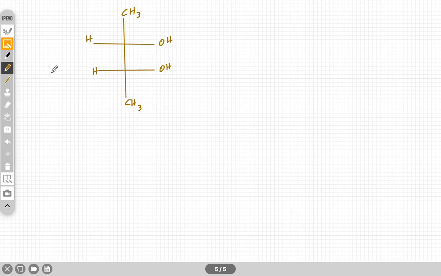Okay, you see this. There are two chiral centers here. One is this, and the other one is this. Two chiral centers. So we have to find out the configuration of this carbon and the configuration of this carbon. We'll do the upper one first.